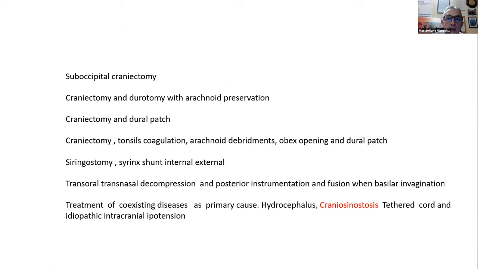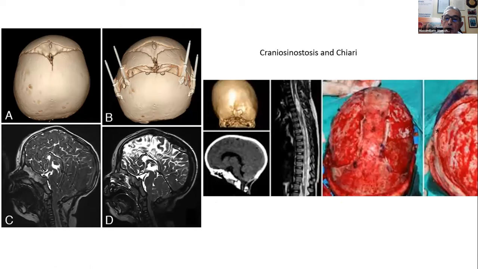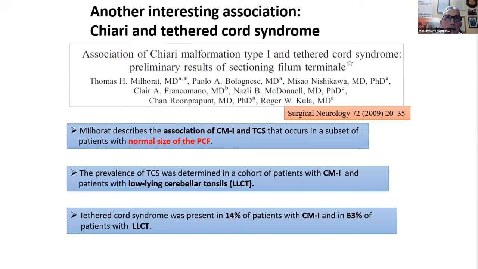Also, craniostenosis plays a strategic role, a tremendous role, in producing a compression mechanism like a craniocaudal pressure coil that excites Chiari formation, as well as syringomyelia. Also, tethered cord was claimed in conditions associated with a normal size posterior cranial fossa.